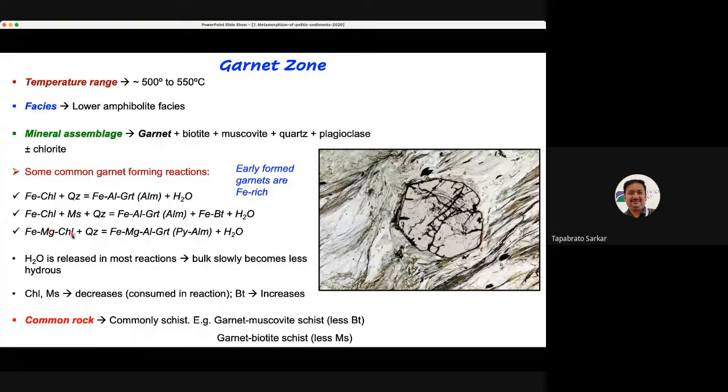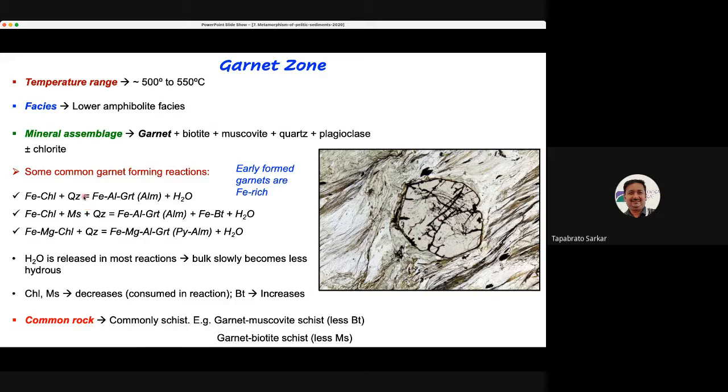You can see that it depends upon the composition of the chlorite, that what would be the composition of the garnet. If the chlorite is iron magnesium rich, then the garnet will also become iron magnesium rich. If the chlorite is iron rich, then the garnet will also become iron rich. So 1 and 3 are practically the same reaction.